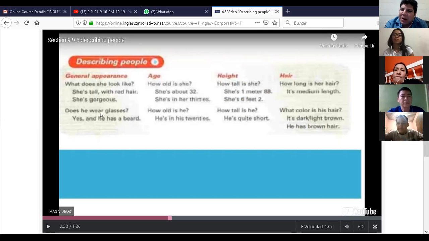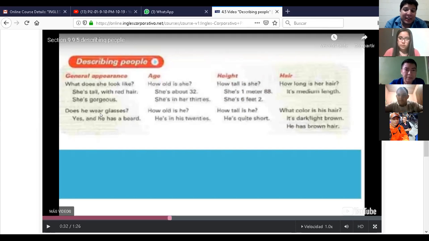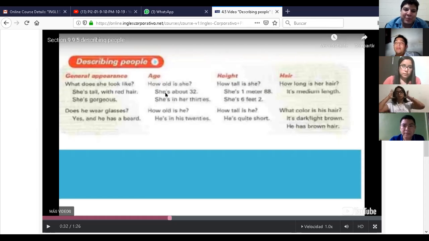And how do you say vasos? Glasses. It's the same. So it depends on the context, okay? And how do you say vidrios? Glasses. Generalmente, glass es no contable. So we say glass. How do you say vaso de plástico? Plastic glass. ¿Cómo es eso? Context, guys. Y aquí es donde lo vamos a ir obteniendo.